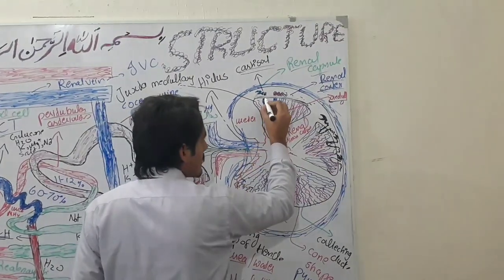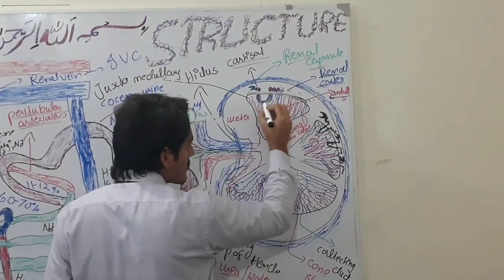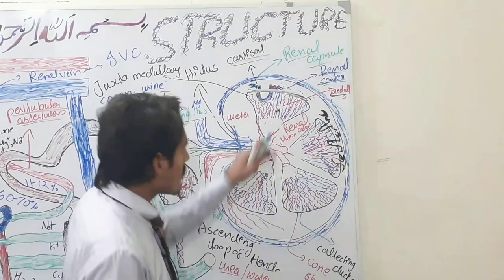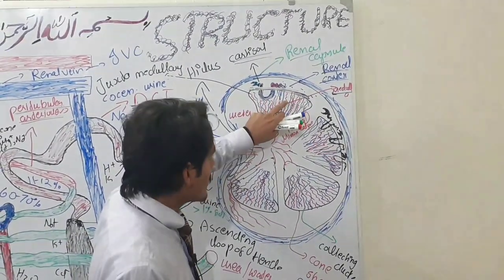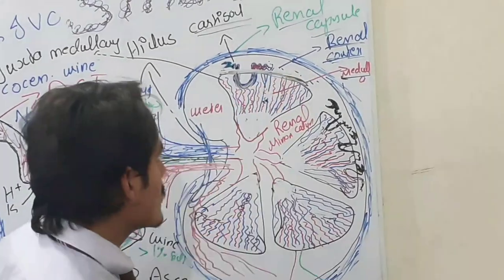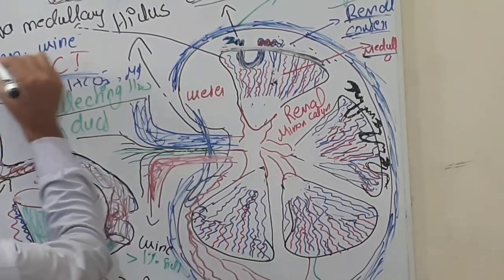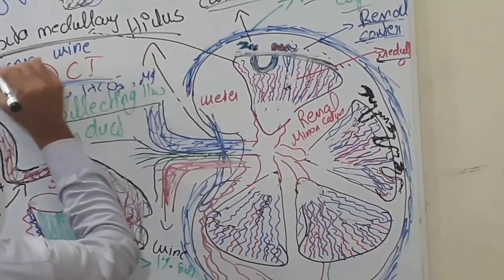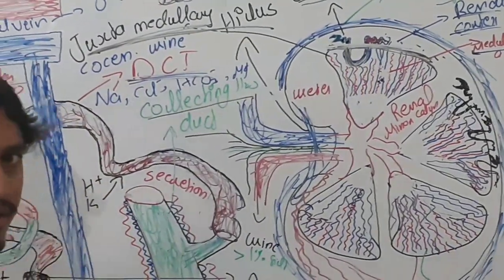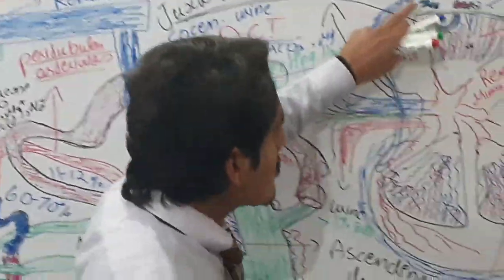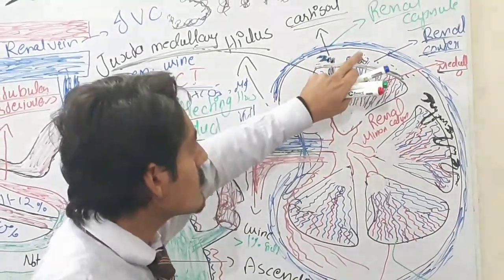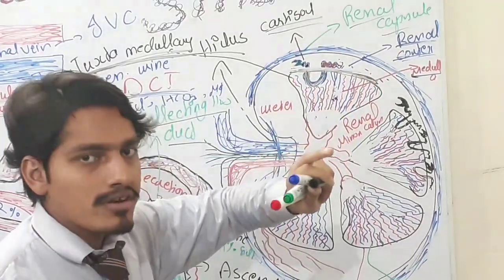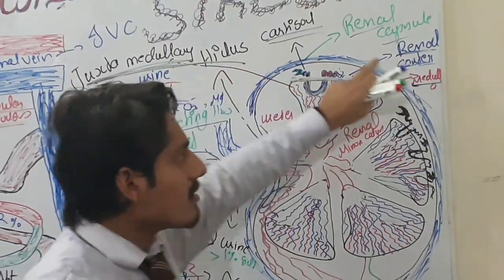The portion which is present along the border of the medulla and cortex, where there is a black border between the medulla and the cortex, is called juxtamedullary. Actually, the Bowman's capsule, the proximal convoluted tubule, and the distal convoluted tubule are present in the cortical or renal cortex.